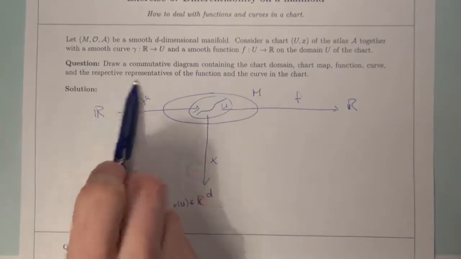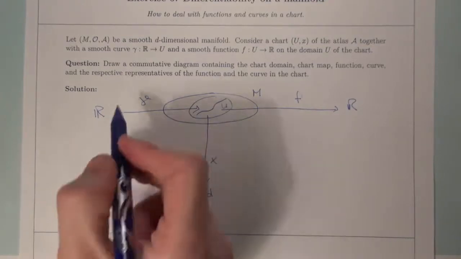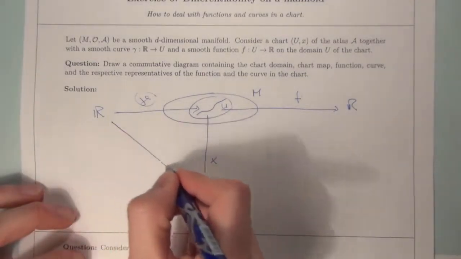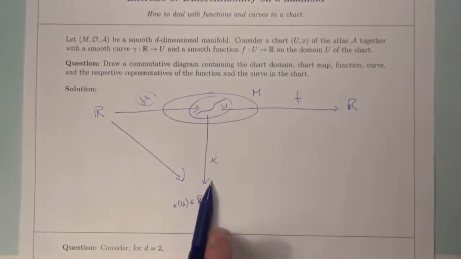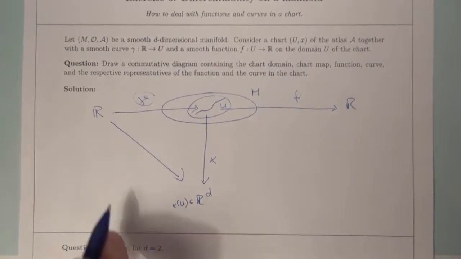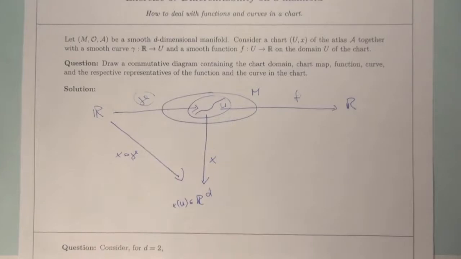What's missing are the representatives of function and curve in the chart. So we want to talk about the curve gamma in the chart, and that's this one. Everything that's been in the manifold before is now pushed down into the chart by the chart map X. And this arrow is X after gamma. Therefore X after gamma is the chart representative of the curve gamma.